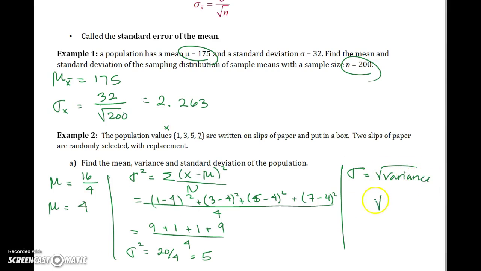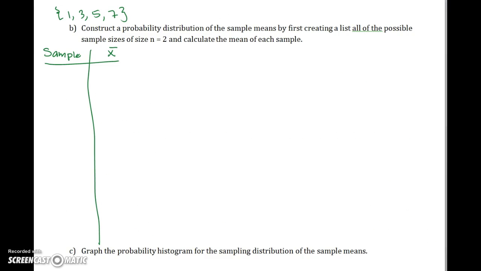So the square root, in this case, of 5, which is about 2.236. All right, let's keep it pushing. If you could, please turn your paper over. So just for a reminder, our sample was 1, 3, 5, and 7. That was our population, excuse me.